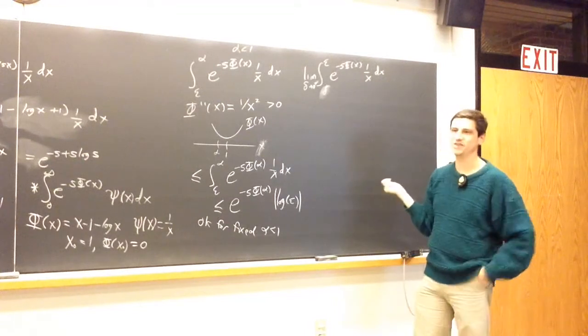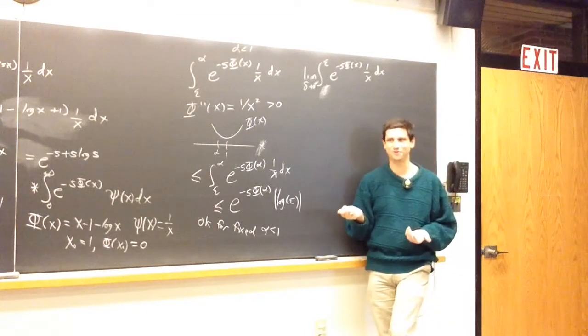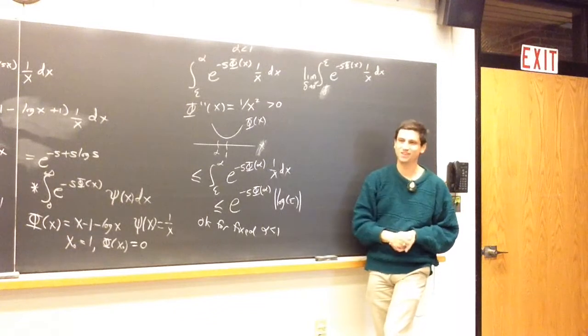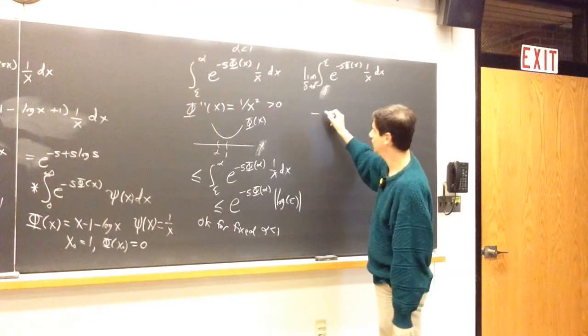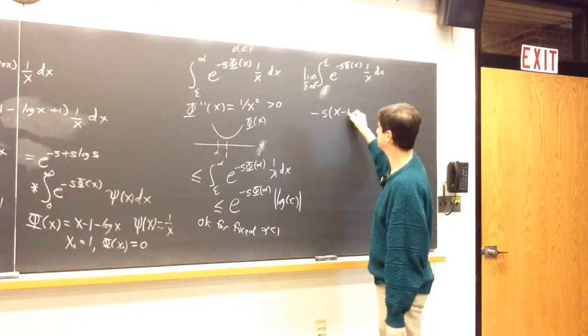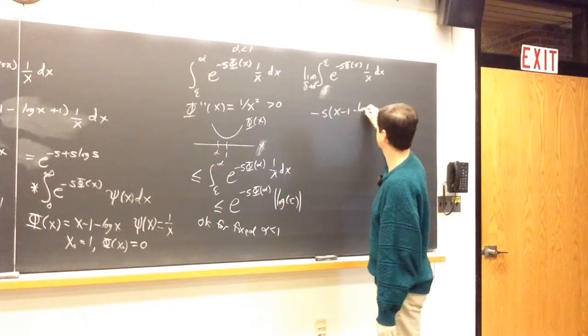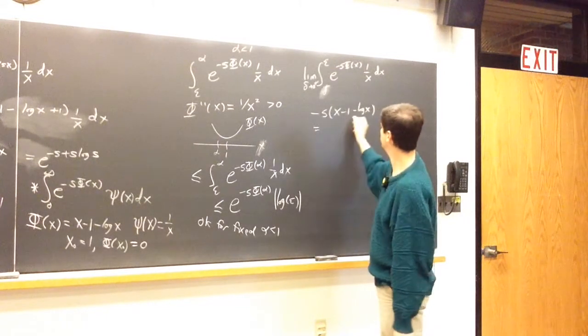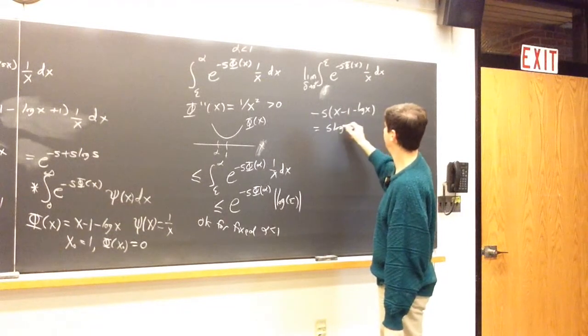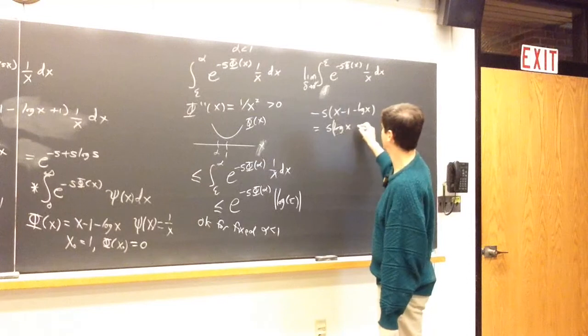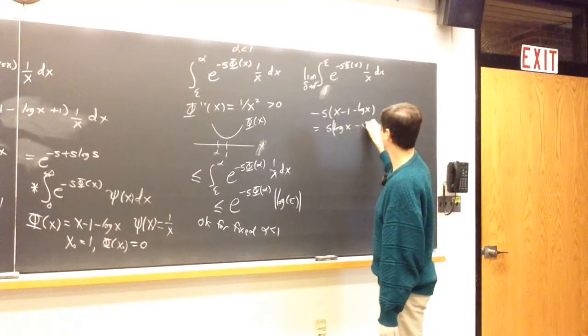Oh, well, great. We've got an x to the s. S is going off to infinity. That's going to clearly kill the x minus 1. Right? So if we want to look at negative, we have s, then we have x minus 1 minus log of x. This is equal to s log of x minus x plus 1.